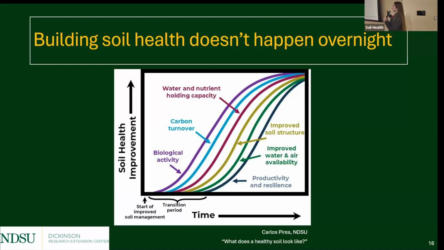But so during this transition period, the earliest indicator of improved soil health is going to be that biological activity that you really can't see unless you're getting your soil tested in a lab for microbiologics and things like that. But eventually, after several years, that time really depends on where you are and what you're starting out with. You're eventually going to see the improvements in productivity and resilience.